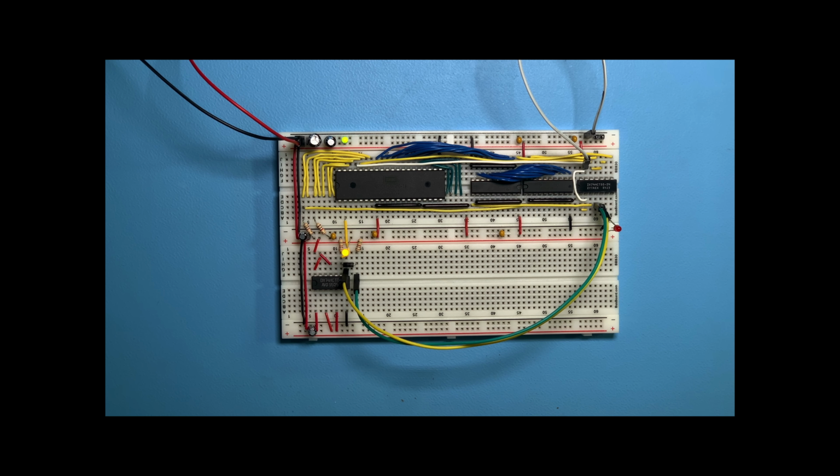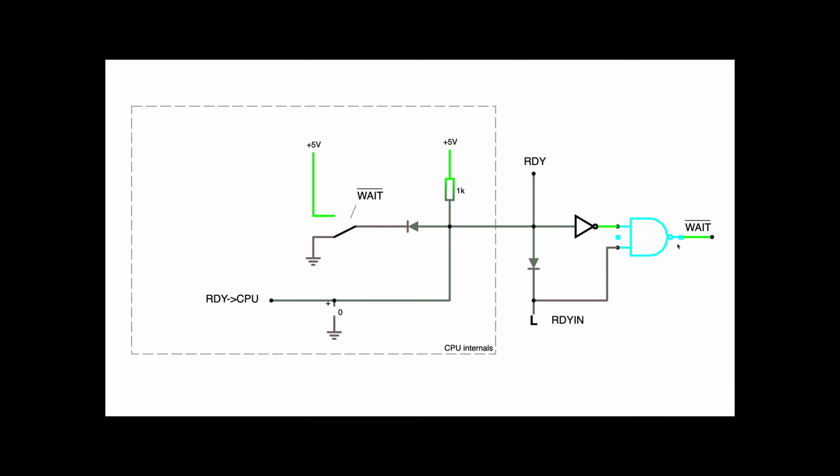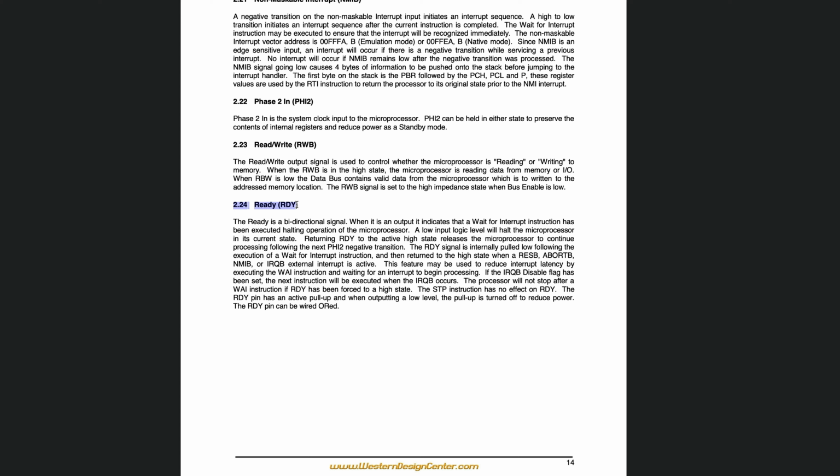So in the first video, we took a look at the ready pin of the CPU and discussed how it could be useful to hold the CPU during DMA access. And we started by turning it from a bidirectional signal to two unidirectional signals. One which is an output that tells us when the CPU is waiting internally after executing the wait for interrupt instruction, and one input for when we want to stop the CPU ourselves. So let's keep looking at the ready pin.